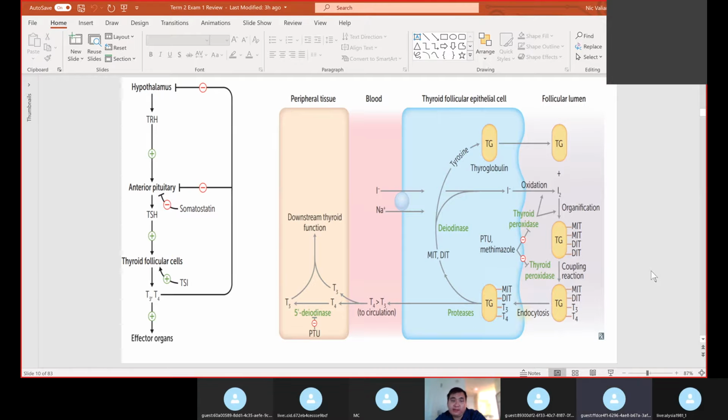PTU, right? Because methimazole is toxic. They usually combine it, and PTU is much preferred over methimazole. But more of the mechanism of action and all of those good stuff in term 4.